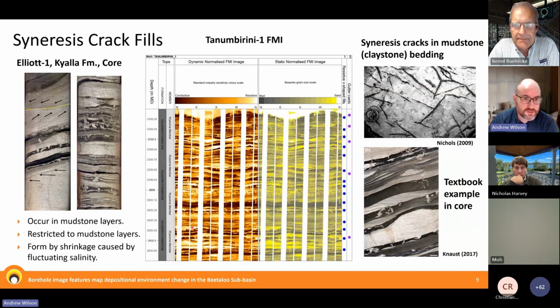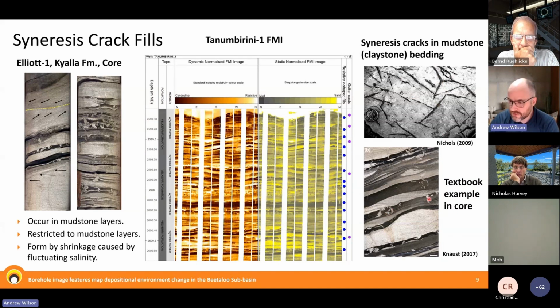So first example, syneresis crack fills. Basically, this is where you have mud, which exists in a saline environment, so a sort of marine saline environment. And when you introduce brackish or low salinity water to the mud, it expels water and cracks, and you get these syneresis cracks. And so this is what they look like on a bedding plane, these sort of incomplete arrays.